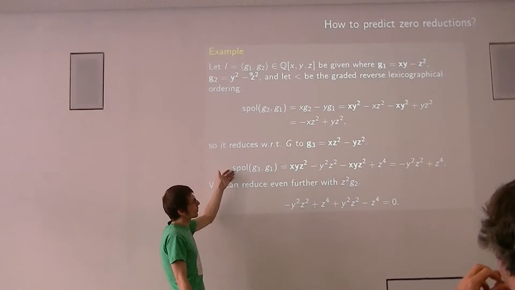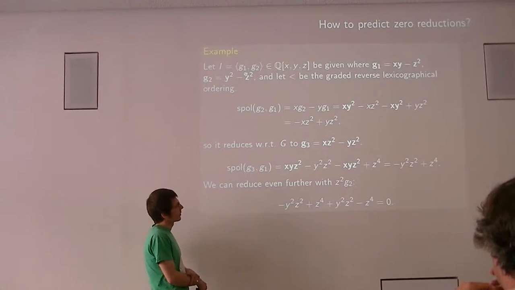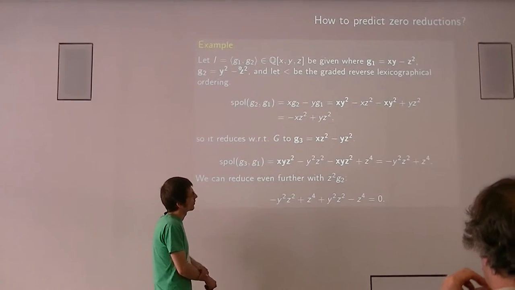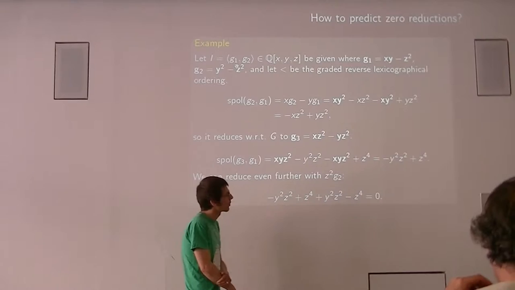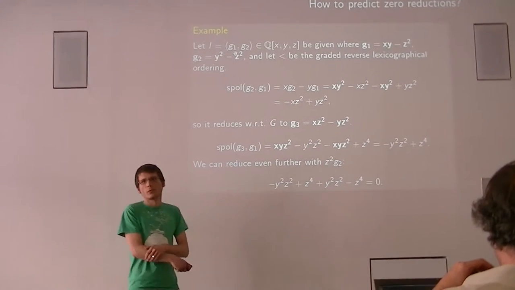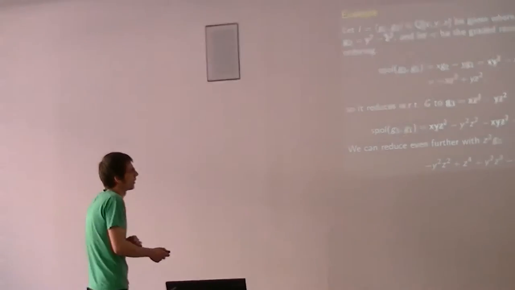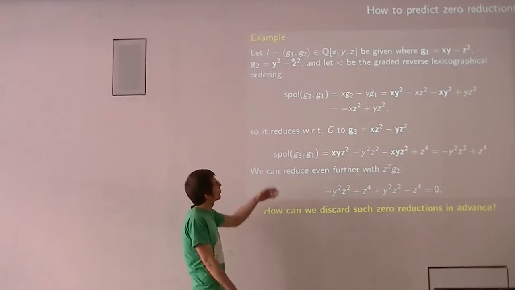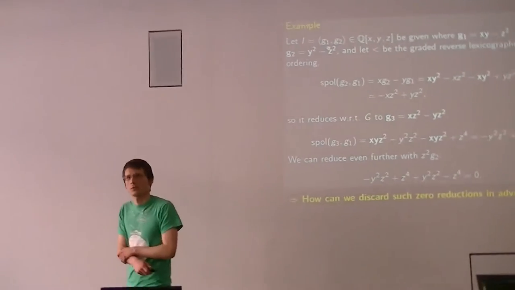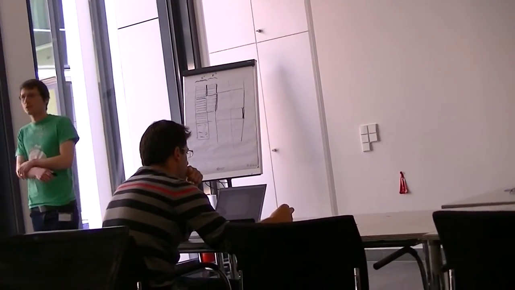So our point is we want to avoid such computations. Since we've built this S-polynomial, we have searched for a reducer, we found one, we've reduced, and we ended with zero. But this S-polynomial already fulfills Buchberger's criteria. So the idea is, how can we discard such zero reductions in advance, or how can we predict zero reductions? And then, you know, there are Buchberger's criteria, so the product criterion and the chain criterion.